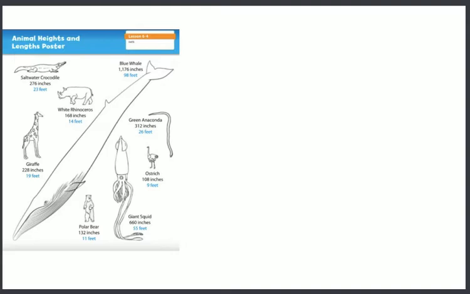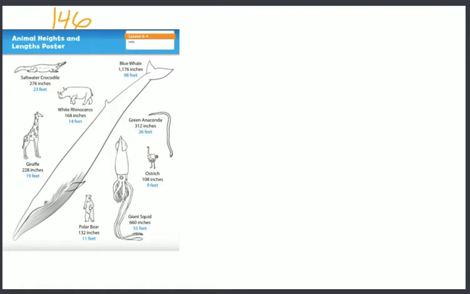You have this poster in your math journal. This is on math journal page 146. And the title of this poster is Animal Heights and Lengths. So it's the Animal Heights and Lengths poster, and it's on page 146 in your math journal, volume 2. So let's take a look at this, and you can look at it here or in your own math journal.